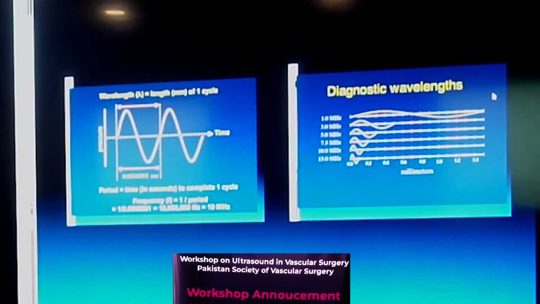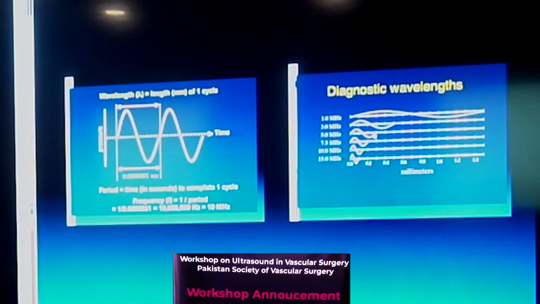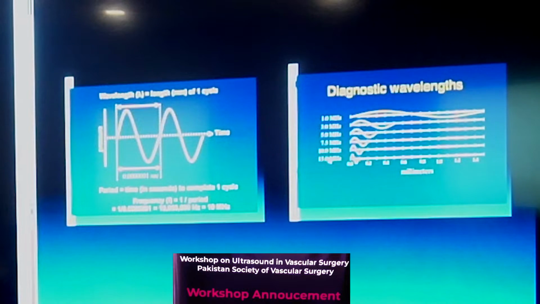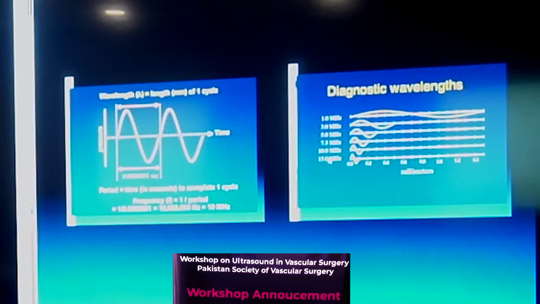A very important fact: for diagnostic ultrasound we use from 1 megahertz to 15 megahertz. Even now, for corneal ultrasound, people are using 30 or 40 megahertz, very high frequencies. But most commonly in radiology, in medical imaging and peripheral vascular study, we use 1 to 15 megahertz.